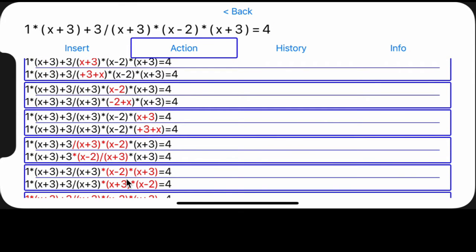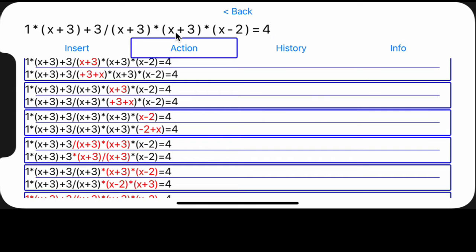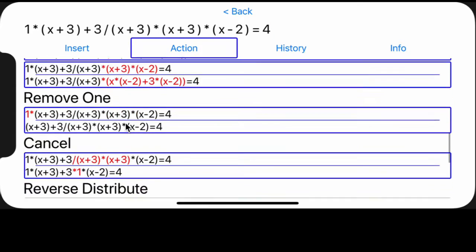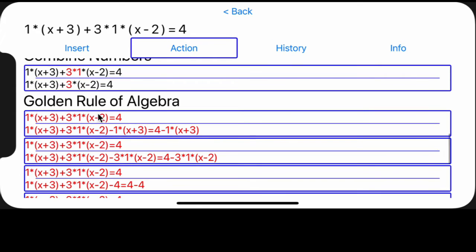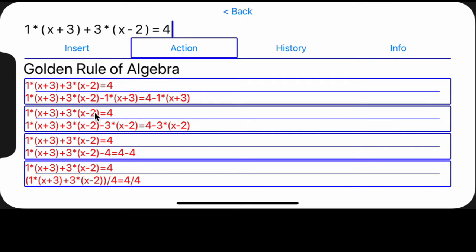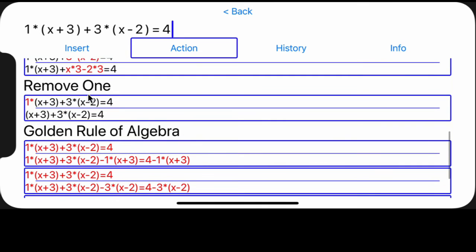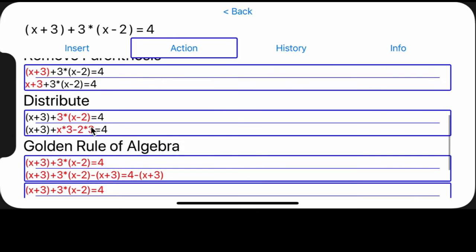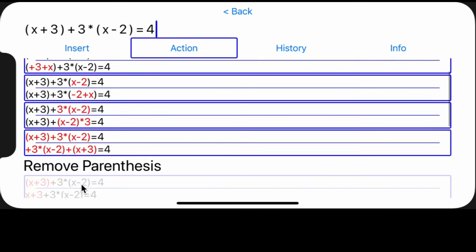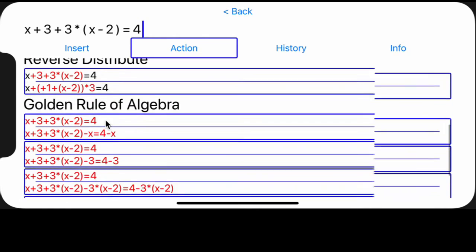Click on this to change the order. And now they're next to each other. Now we can click on cancel and remove that 1. All right, we're now near the end. Remove the 1. Remove some parentheses. No, remove parentheses. Distribute.